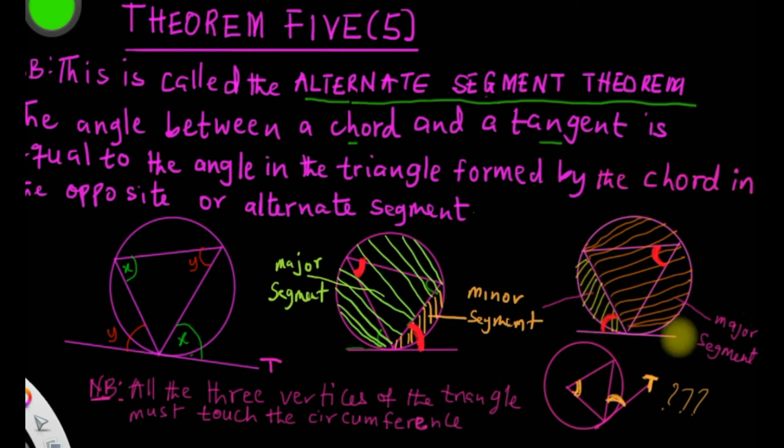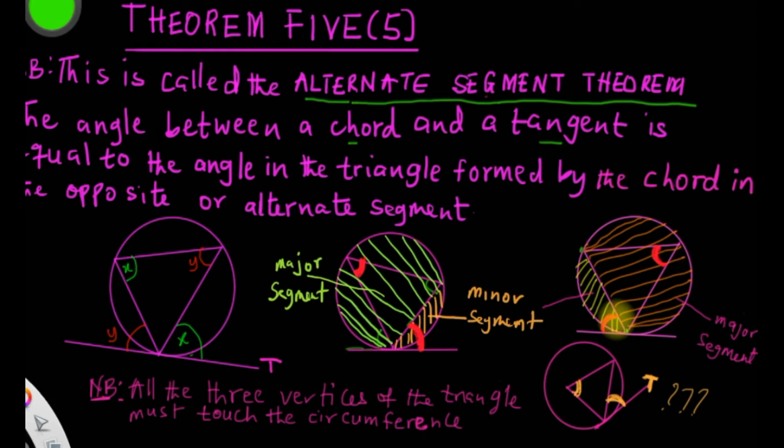So this is the tangent, and it meets this chord. This is a chord, this is a chord. We are looking at this chord that meets this tangent at this point. The angle between this chord and this tangent, this angle marked with red, is equal to the angle in the triangle formed by the chord. This chord is forming this triangle. So which angle in the triangle formed by the chord is opposite to this segment? It's only this angle. So this angle is equal to this angle.